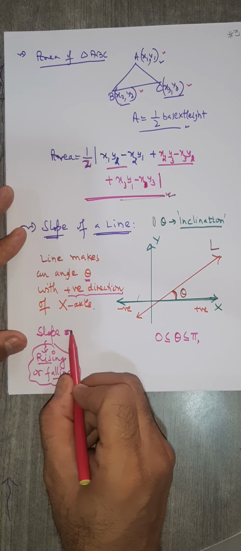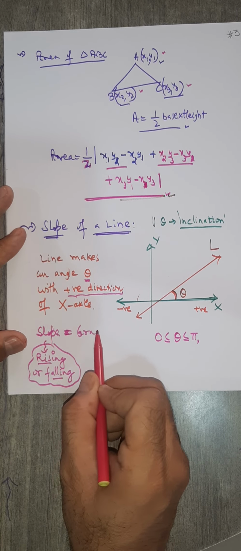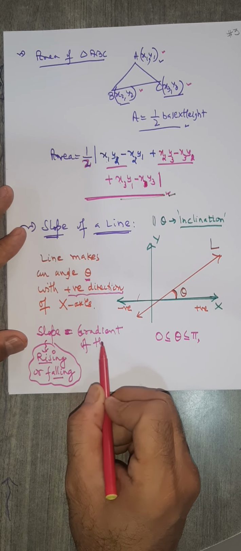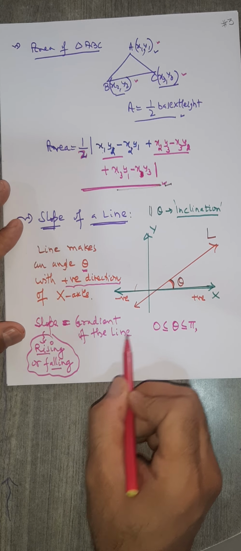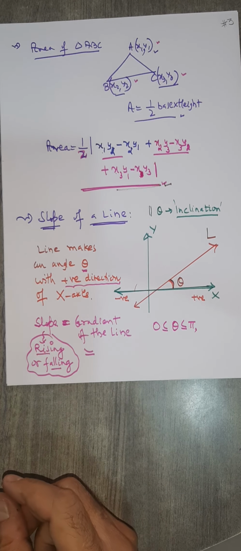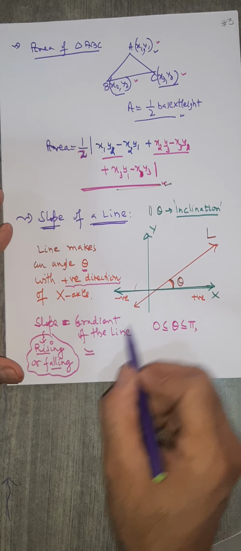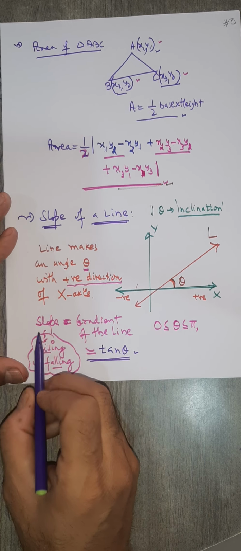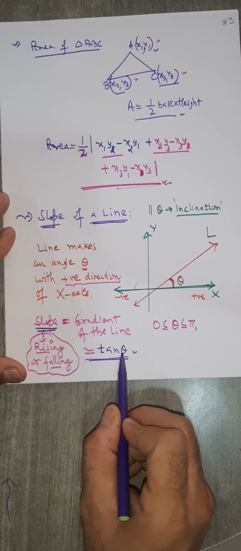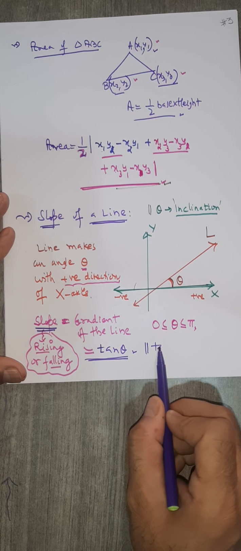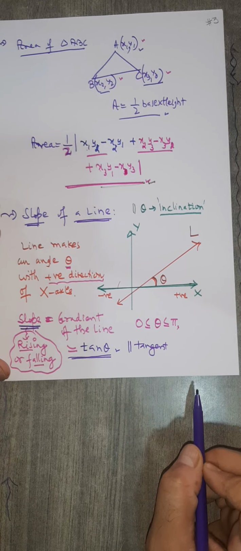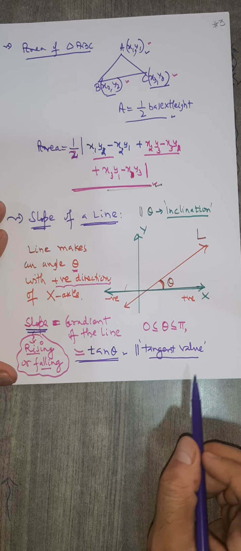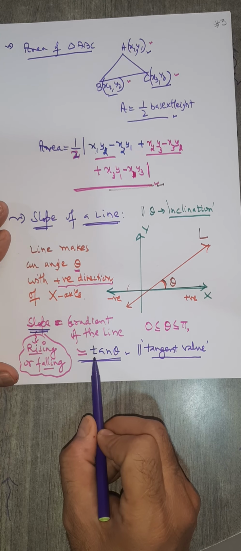It is also sometimes called the gradient of the line, and it is defined as the tangent value of the angle theta. Tangent value means tan theta. So this is the definition. What's the definition of the slope? Tan theta, the tangent value of angle theta. It can be proved very easily why tan theta is taken, but we are not getting into that.